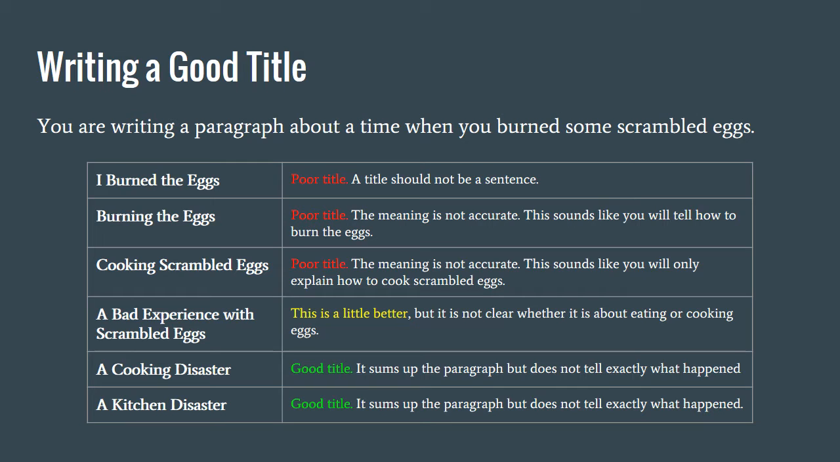"Cooking scrambled eggs." Okay, another poor title. The meaning here is not accurate. It sounds like you're just going to explain how to cook scrambled eggs, but to someone who wants to hear a story about a bad experience or just how to cook scrambled eggs, you're going to get the wrong audience. So this is still poor because it kind of lies to your audience and gives it a false hope for something different. Okay, so the next one.